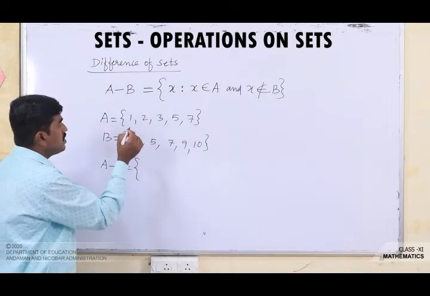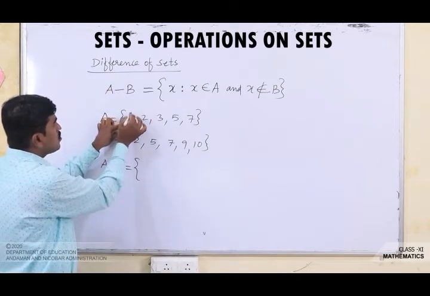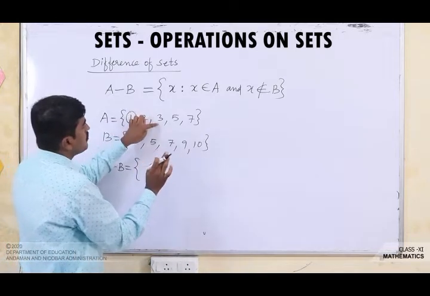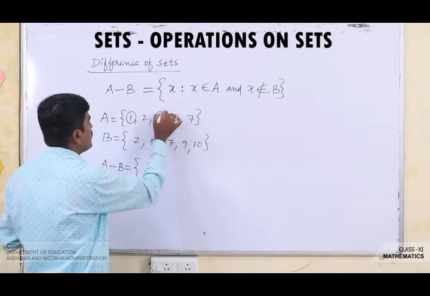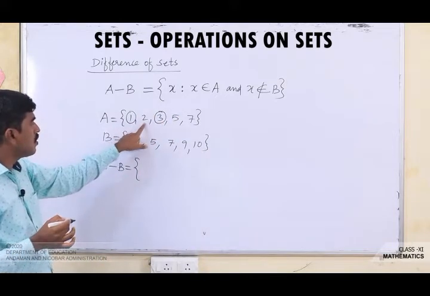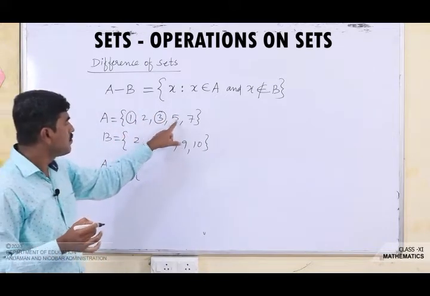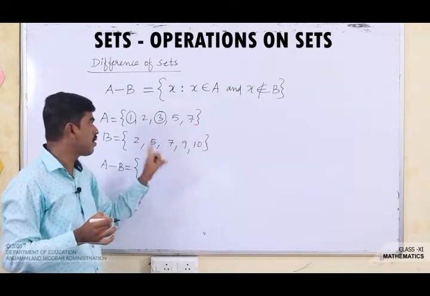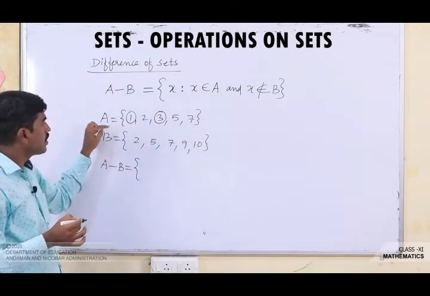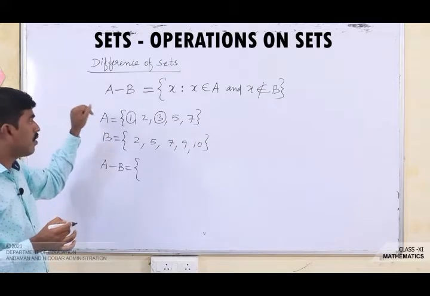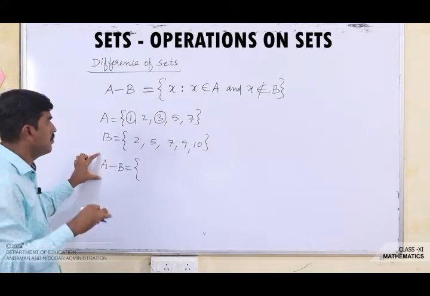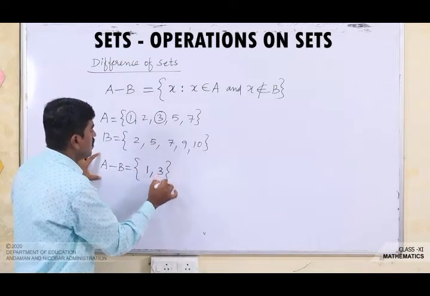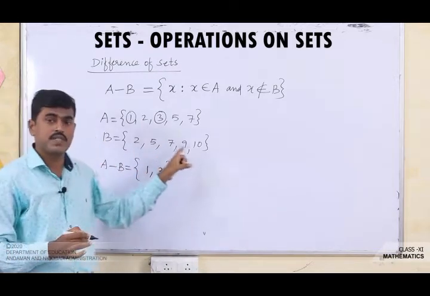So what are these elements? Here, see, 1 belongs to A only, 1 is not there in B, and 3 belongs to A only. Whereas 2 belongs to A, 2 also belongs to B, 5 belongs to A, 5 also belongs to B, 7 belongs to A, 7 also belongs to B. So we have to write all those elements which only belong to A. It is also called only A. A minus B is {1, 3}, and don't write any element of the set B.